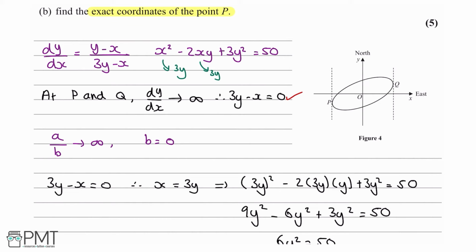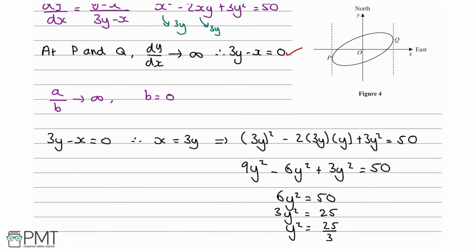Your second mark comes from solving either y equals 1 over 3x and x squared minus 2xy plus 3y squared equals 50 simultaneously, or doing x equals 3y and x squared minus 2xy plus 3y squared equals 50 simultaneously. So that's what we have done, and so that gets us our second mark. So just somewhere where the examiner can see you've attempted to do it gets you your second mark.